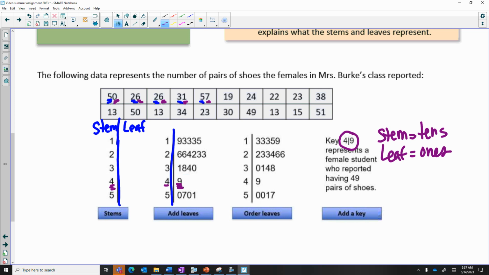So 4|9 is broken up into 4 and 9, but it really means 49. So 1|3 means 13. Now you may notice that there are actually three 3s over here on the right. These three 3s indicate that there were three people who owned 13 pairs of shoes. 1, 2, 3. And those are represented by the 3, 3, and 3. So each person, or each observation, is represented with a leaf.